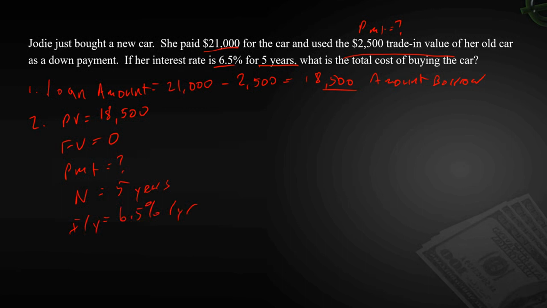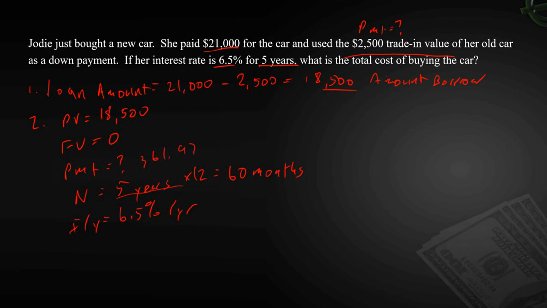Now, we need to convert this to months, right? That was our step 2 from our time value of money. So we'll times it by 12 to get 60 months so that we can calculate a monthly payment. And when you enter that into your calculator, you get $361.97 as the monthly payment.